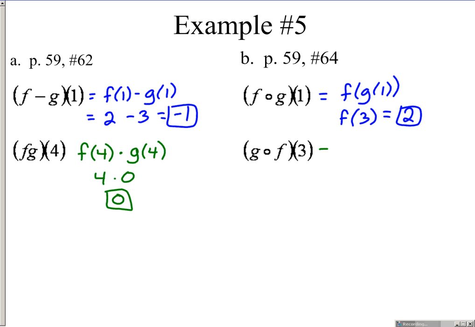The last one, g composed with f of 3, remember, is g of f of 3. Finding f of 3 first. Plug 3 in for x in our f function. We get out 2. Plug 2 now in for x in the g function, and you get out 2.